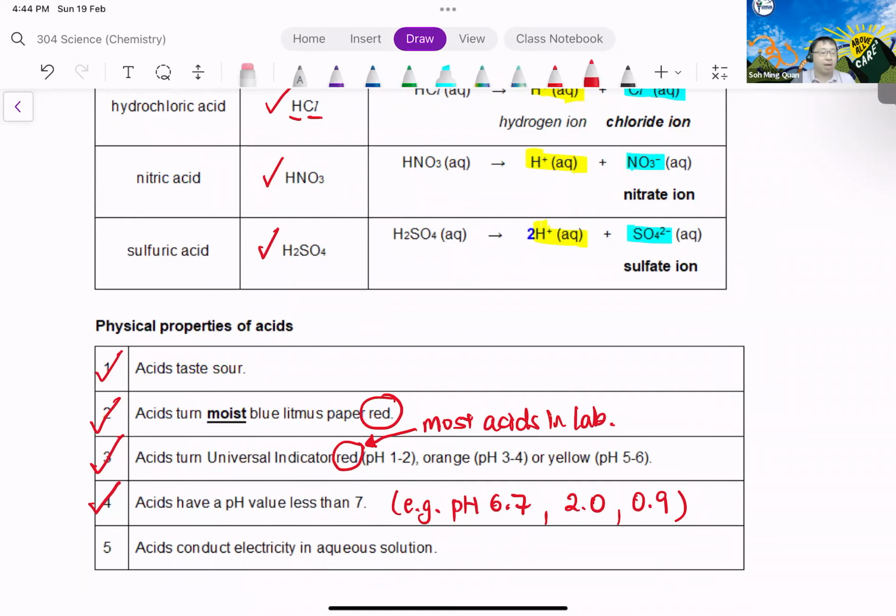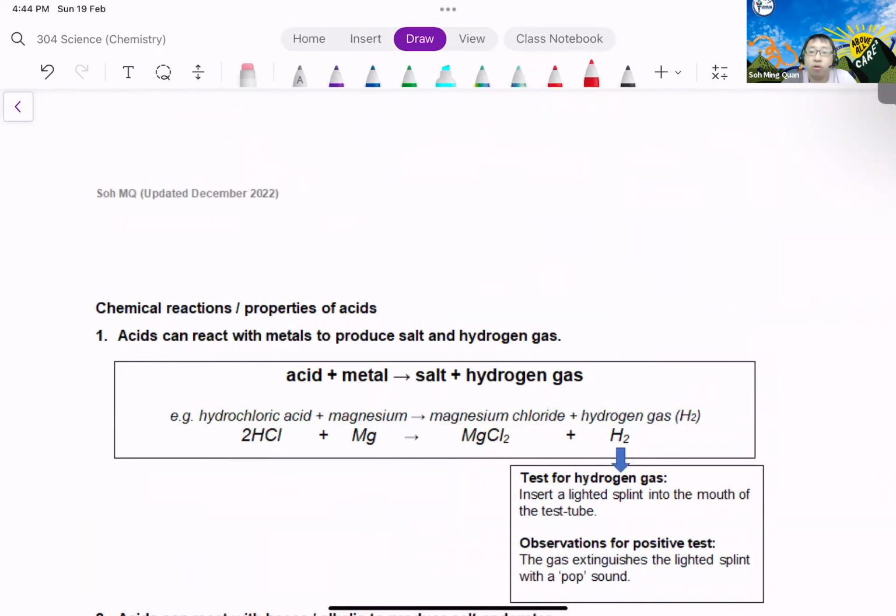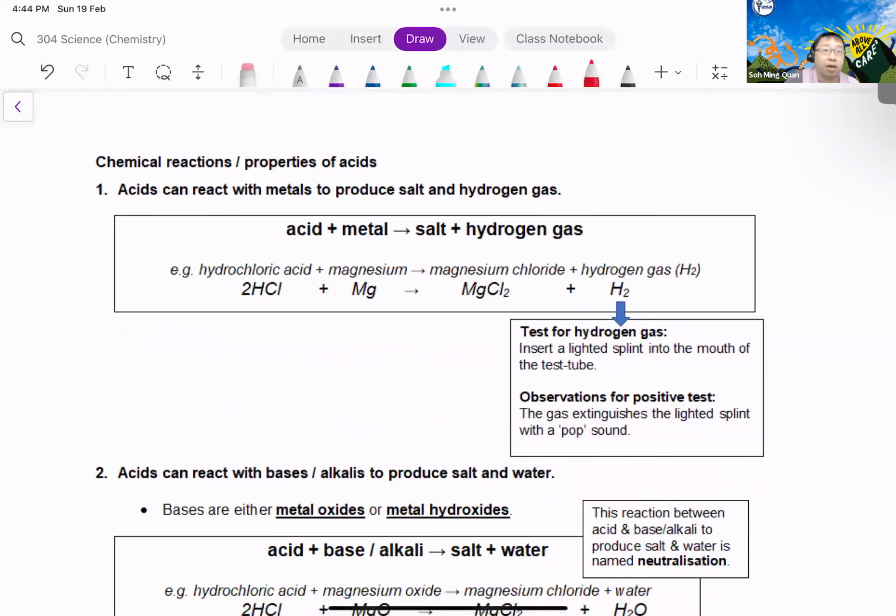Now moving on to the next page. The next page is the heavy one, where you have the 3 important reactions of acids. This is where we spend a lot of time. You need to know these 3 reactions well. The first one, you have learned it under metals as well. Acid plus metal forms salt and hydrogen gas.